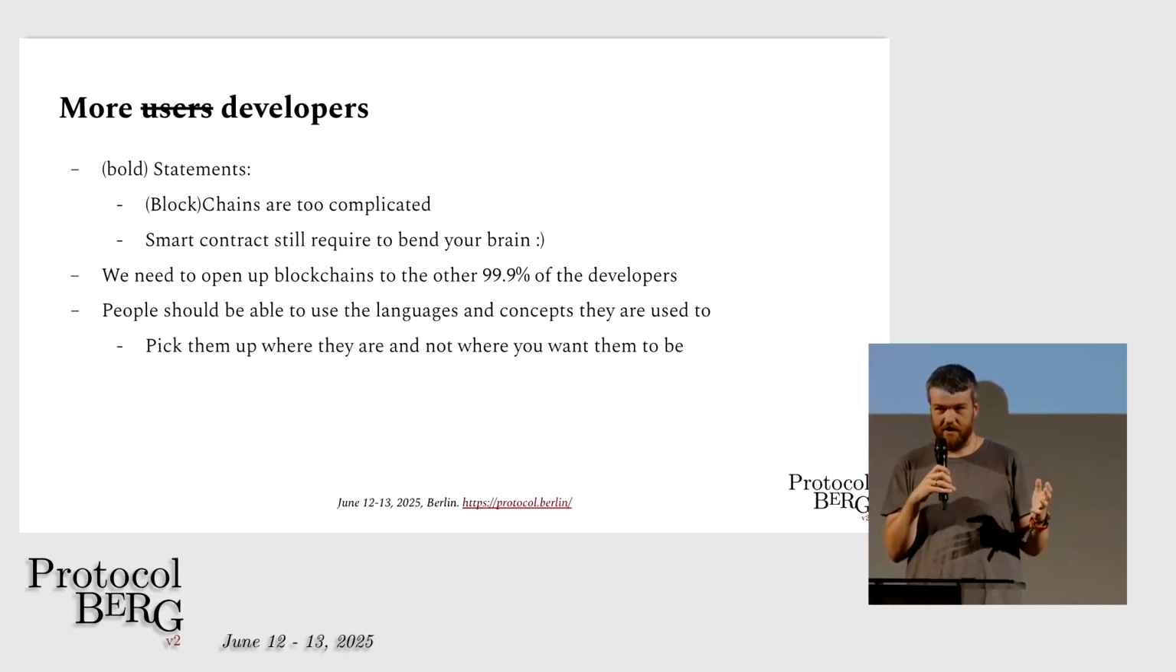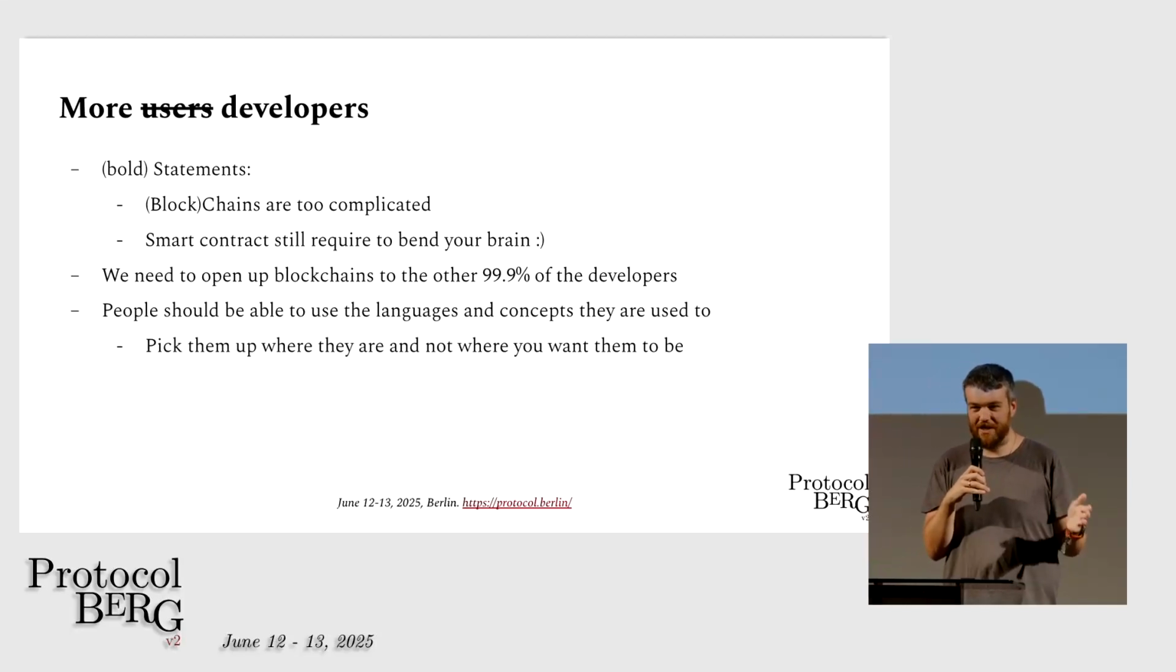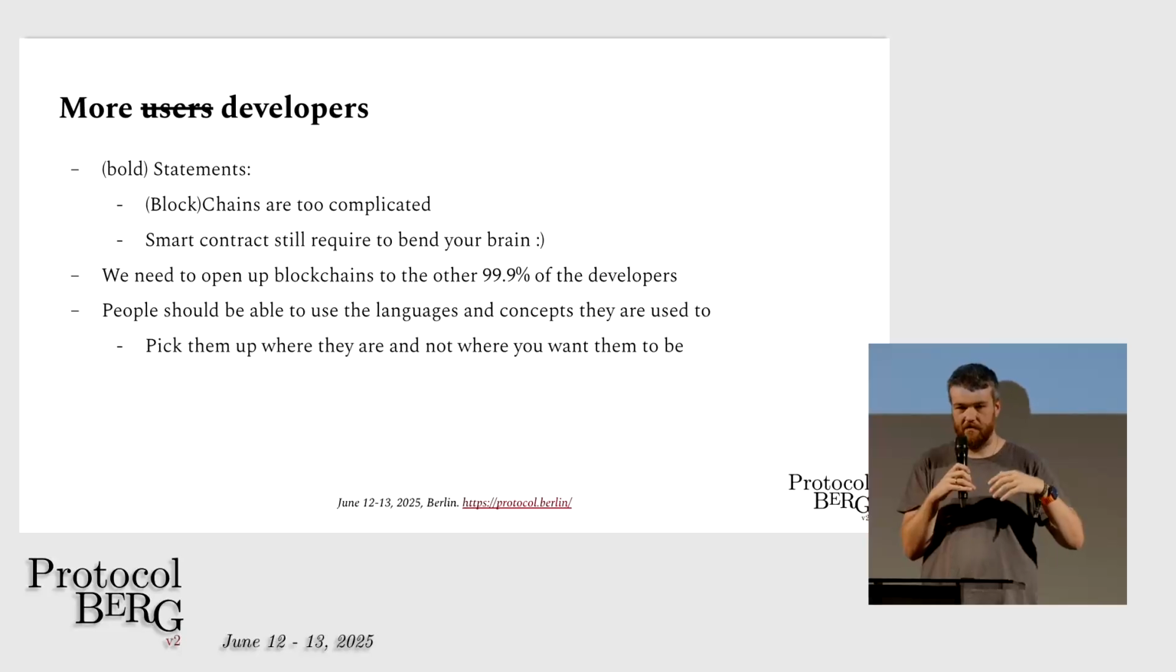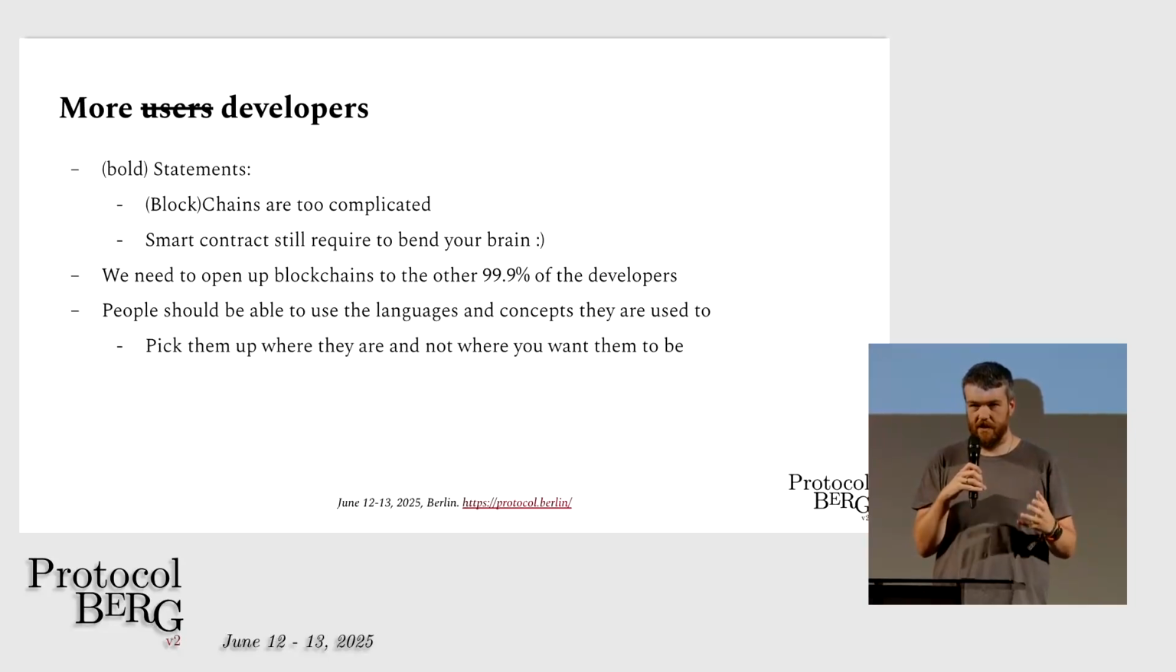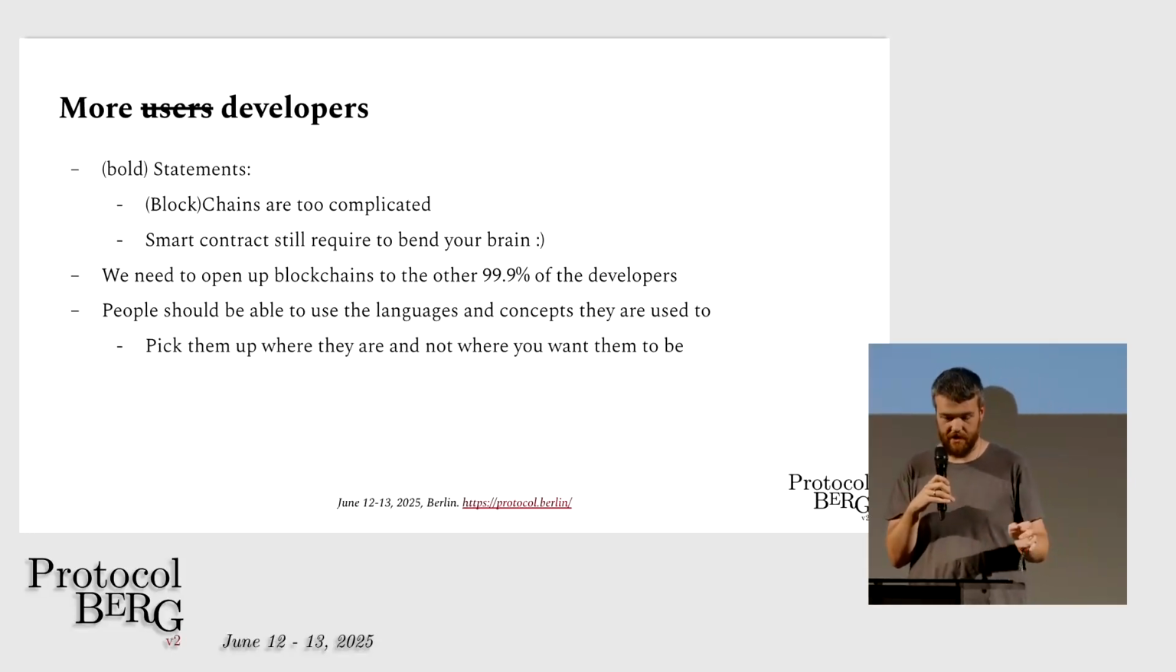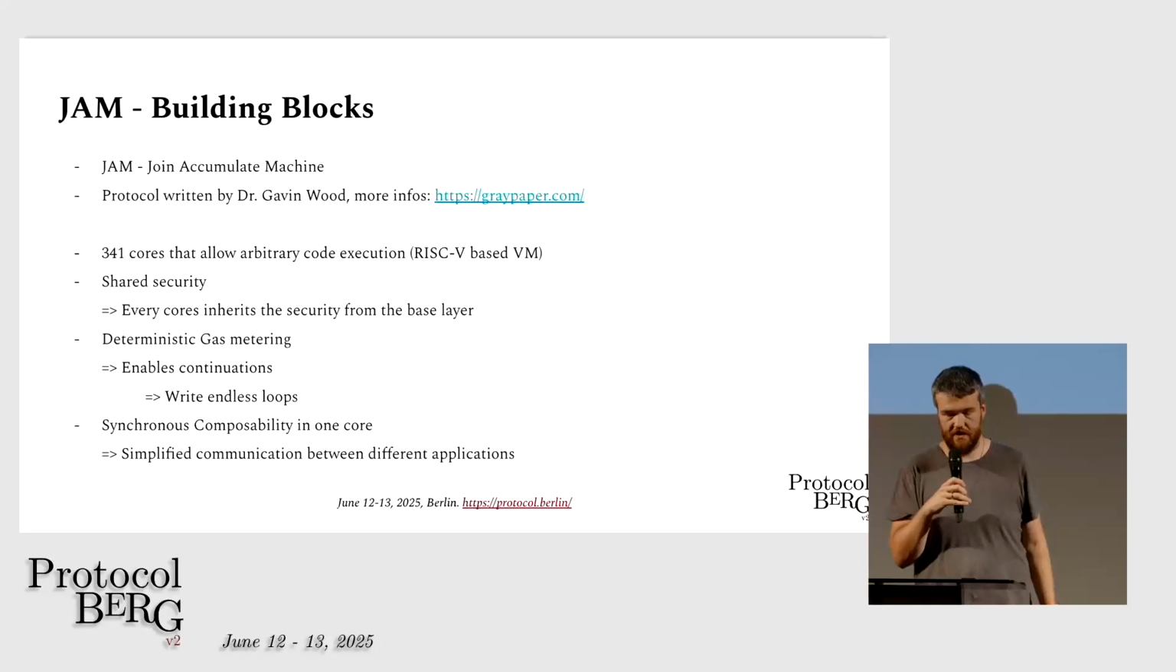I think that blockchains are too complicated. Smart contracts are going in a similar direction. I mean, it makes stuff easier, but you still need to think about whether your computation finishes in a block and whether it takes too many resources. All these things make it quite complicated if you're used to writing a simple Python script or JavaScript thingy, and then someone presents you the thing and you wonder, okay, what should I do here? I think we need to pick up people where they are and not where we want them to be.